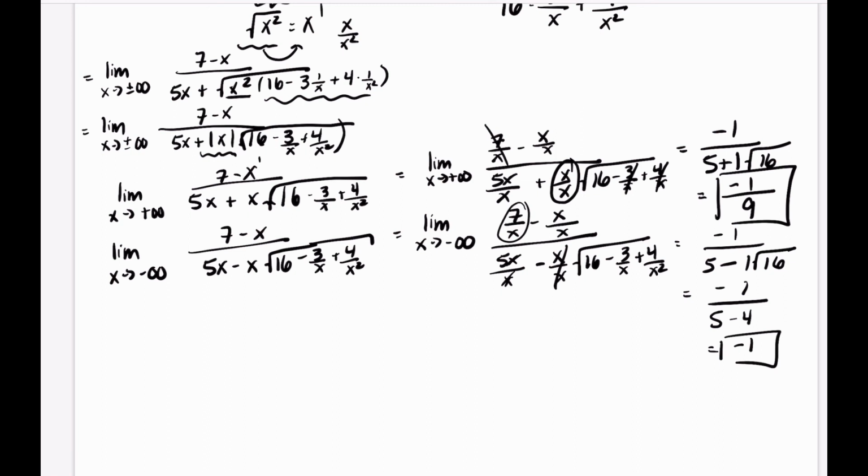So now I know that I have a horizontal asymptote at y equals negative 1 over 9 from my limit as it approaches positive infinity. And I have one at y is equal to negative 1 when your x value is approaching negative infinity.